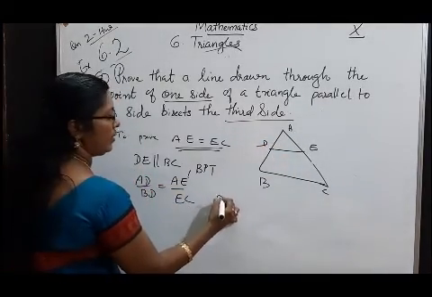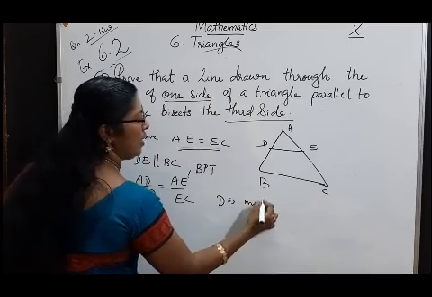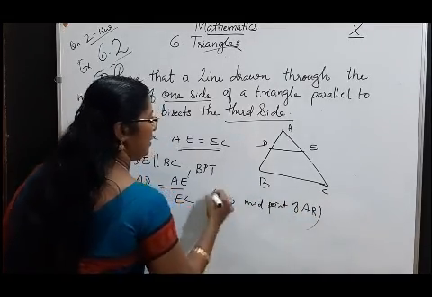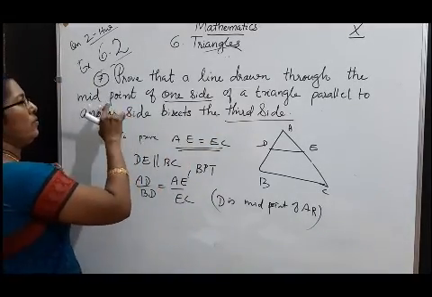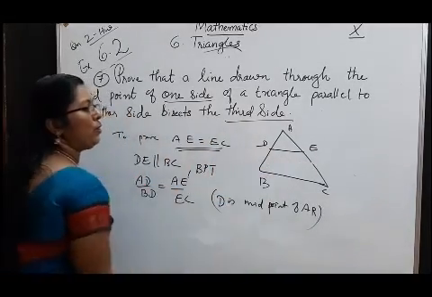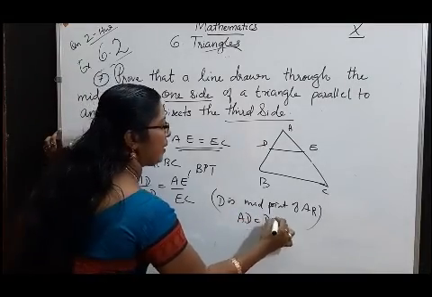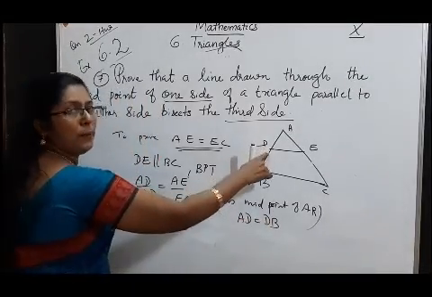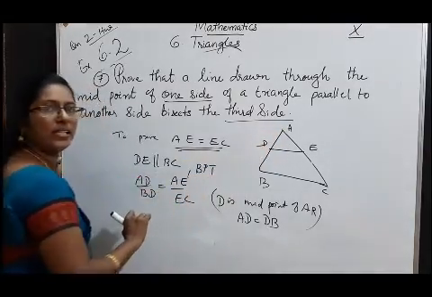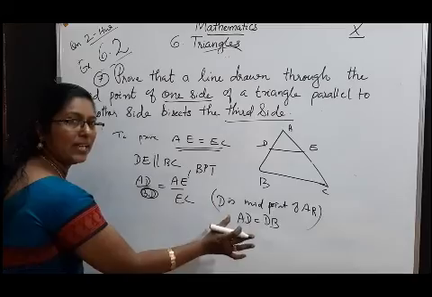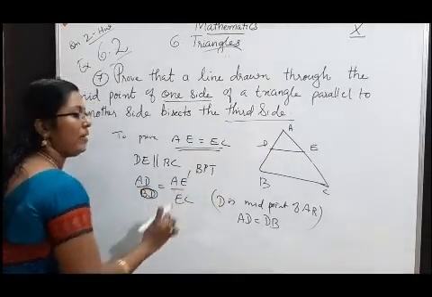Then what is given? D is the midpoint of AB. So we can write AD and DB are equal. This is the midpoint. AD and DB are equal. BD and DB are the same, they represent the same line segment.